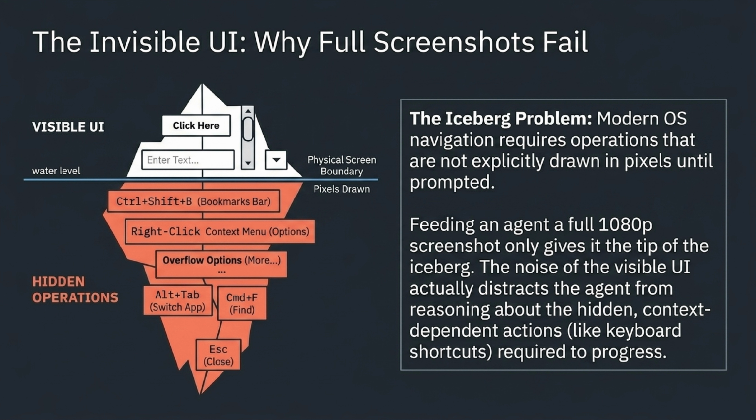This brings us to the invisible UI and why full screenshots fail. Think of it like an iceberg. The visible UI, like buttons and text fields, is just the tip. Below the surface are hidden operations, keyboard shortcuts, right-click context menus, and overflow options. The iceberg problem is that modern OS navigation requires operations that aren't explicitly drawn in pixels until prompted. When we feed an agent a full 1080p screenshot, the noise of the visible UI actually distracts it from reasoning about these crucial, context-dependent hidden actions.